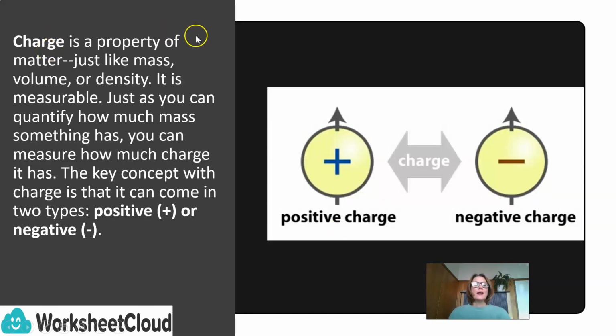So charge is a property of matter. Just like we have the property of mass, volume, or density, which you've been learning about already, it is measurable. Just as you can quantify how much mass something has, you can also measure how much charge it has. The key concept with charge is that it can come in two types, a positive charge or a negative charge. Positive charge is your protons, your negative charge is your electrons.